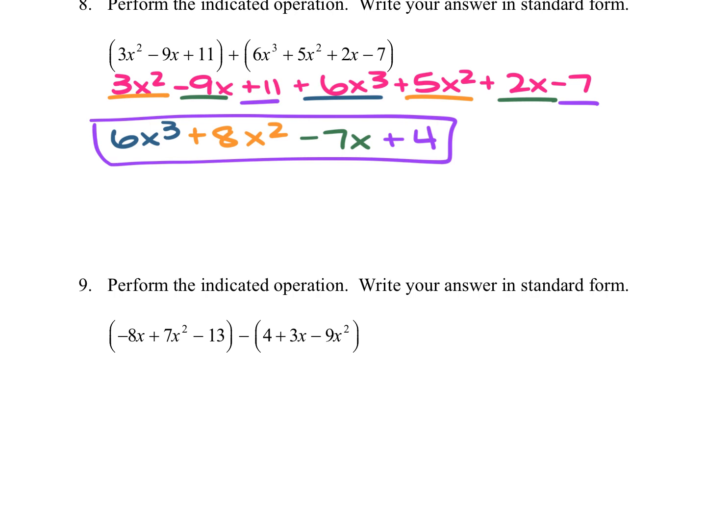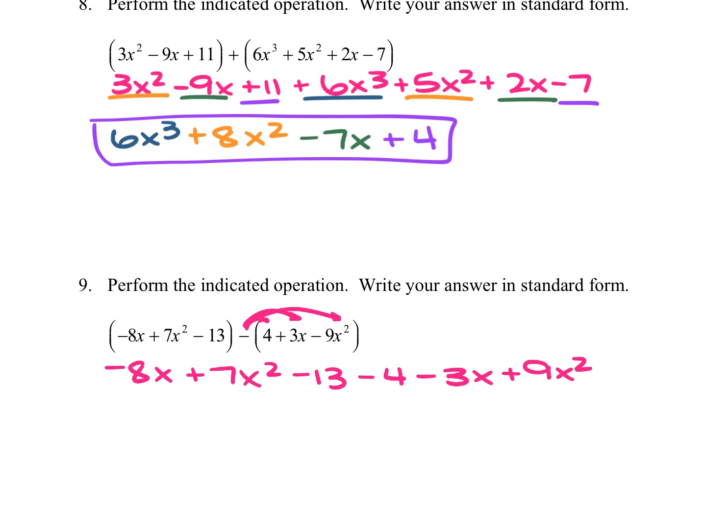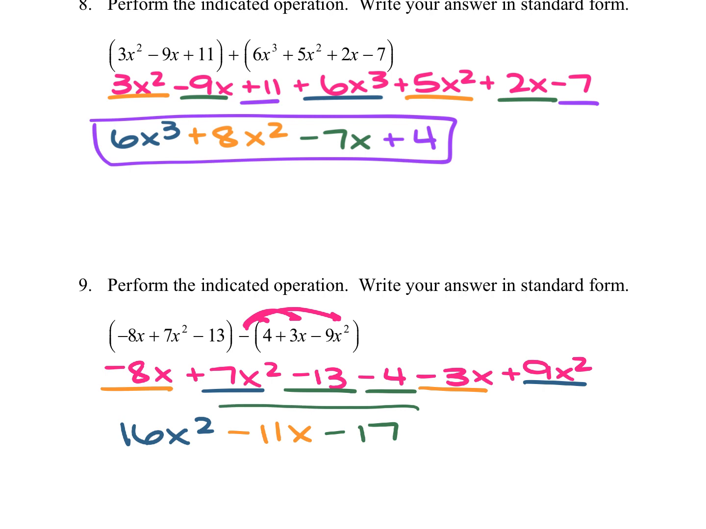For number 9, we are subtracting, so we're going to have to distribute that negative first. So that's going to give us negative 8x plus 7x squared minus 13 minus 4 minus 3x plus 9x squared. So combine your like terms, starting with your x squared. 7 plus 9 gives us 16x squared. Then you have negative 8x minus 3x, which is negative 11x. And lastly, negative 13 minus 4 is negative 17.